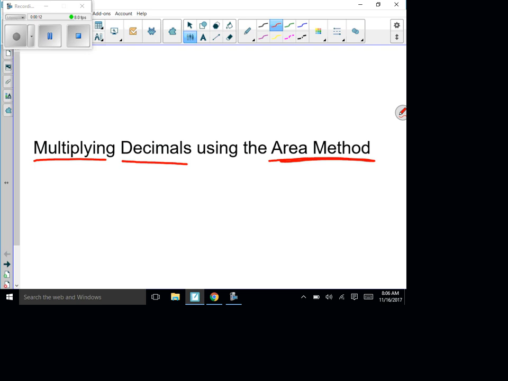Today we're going to be talking about multiplying decimals once again, but we're going to use the area method this time. If you don't remember, the area method is the one where we create the little box and we use the place values.